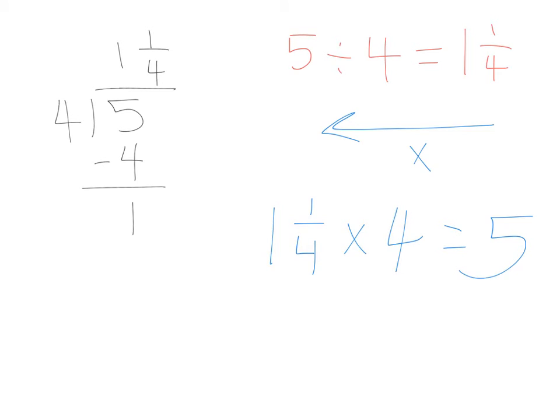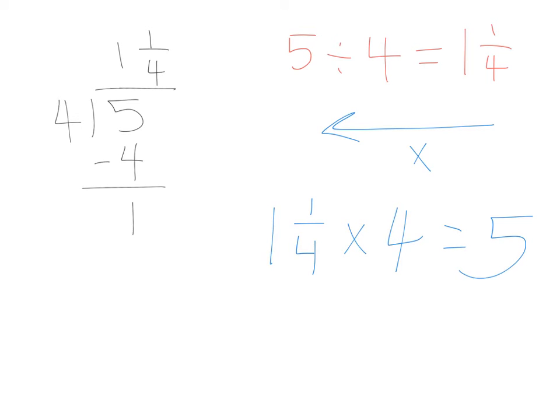So let's check. What's 1 times 4? 4. What's 4 times 1/4? 4/4, which is the same as 1. So what's 4 plus 1? 5. So is this number sentence true? 1 and 1/4 times 4 equals 5?